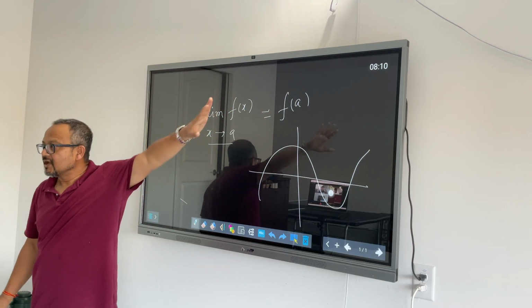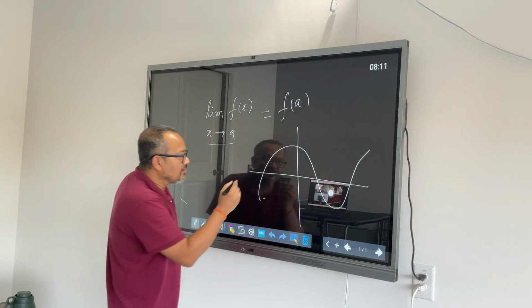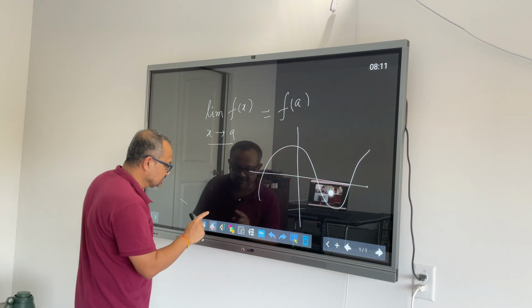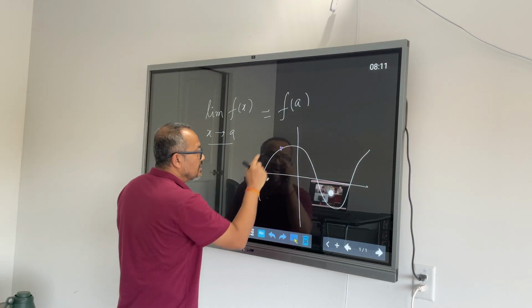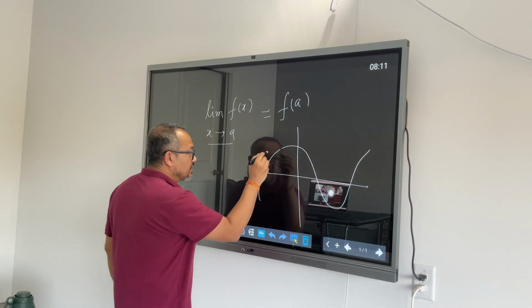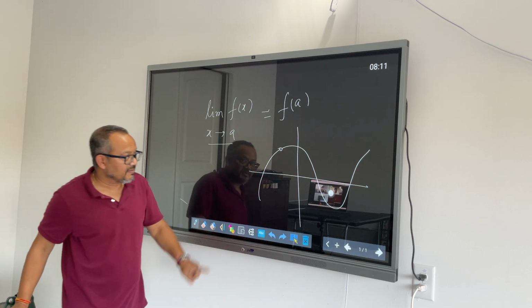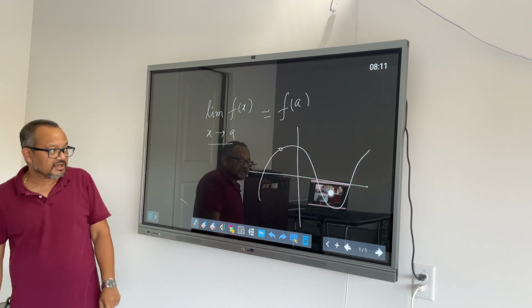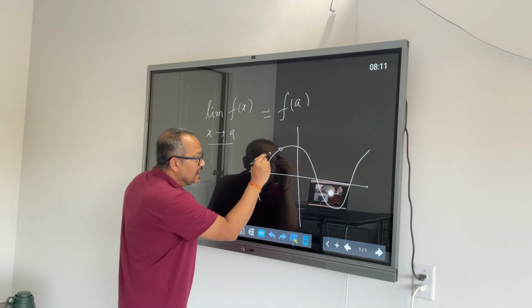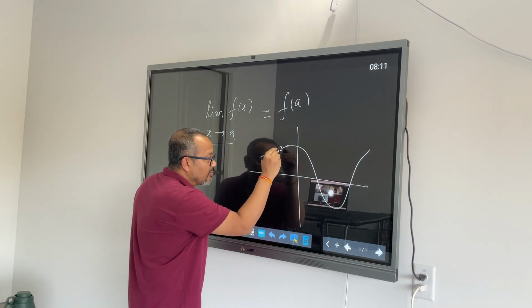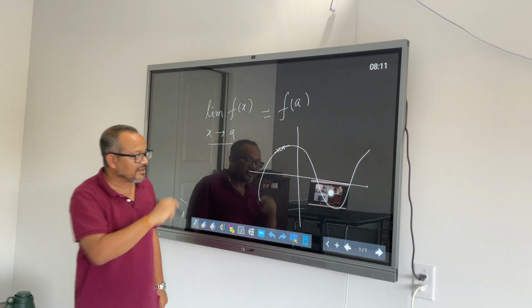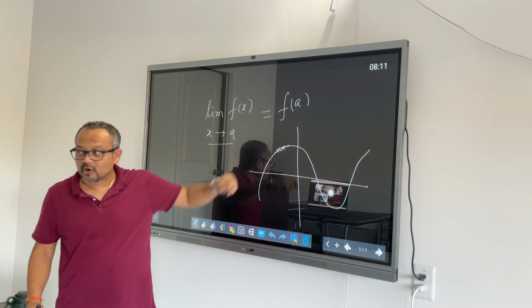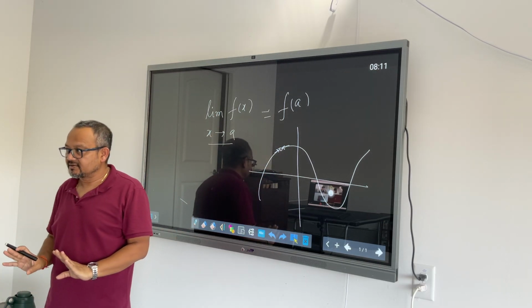So now I'm kind of taking you one step backward. If the function becomes discontinuous, what that means is my limit exists because from both sides I'm approaching the same point, but at that point the function becomes undefined. Yeah?